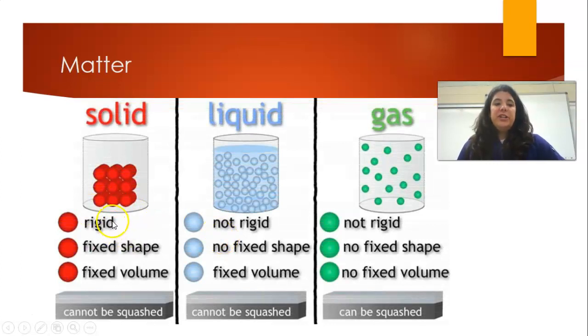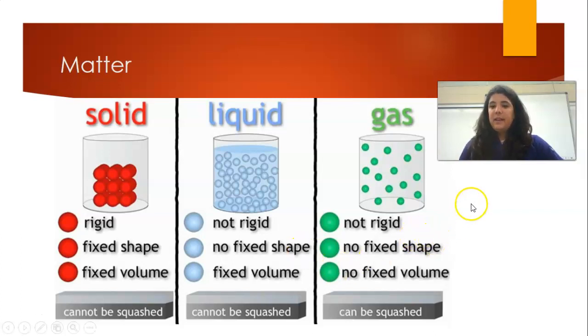Solids are rigid. They have a fixed shape and they have a fixed volume. So that's going to differ from a liquid that's not rigid. It does not have a fixed shape, so a liquid's going to take the shape of whatever container it is in, but it does have a fixed volume. So it doesn't matter what shape of container you have. If you have 100 milliliters of water in a spherical container or a square container, you're still going to have 100 milliliters of water.